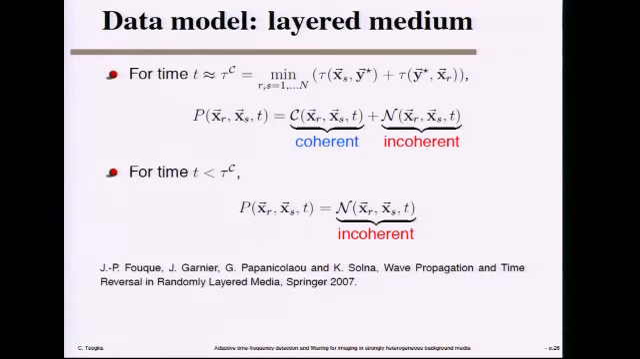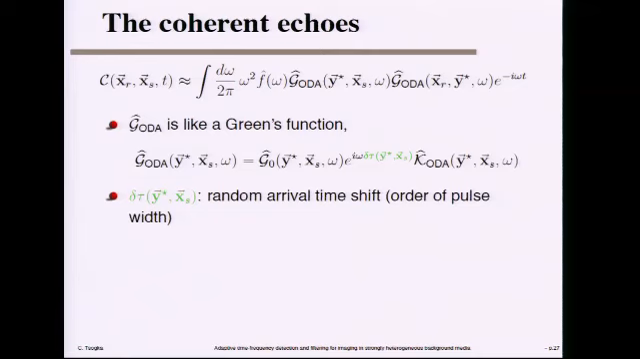And now here I put a reference to a book where, first of all, this can be found, but many other things. This is a book by Jean-Pierre Fouque, Jocelyn Garnier, George Papanicolaou, and Knut Sølna, on wave propagation and time reversal in randomly layered media. So this is a very good reference for this subject.